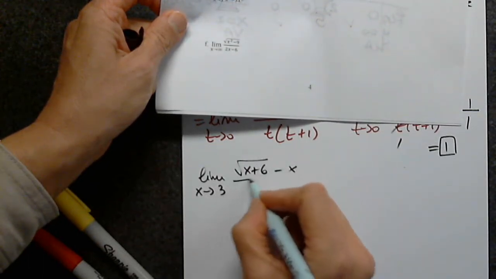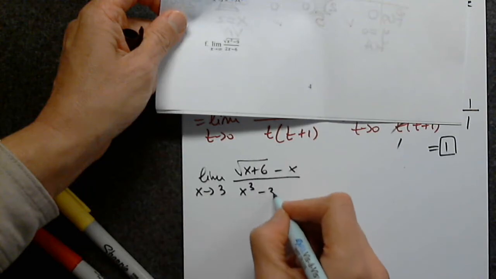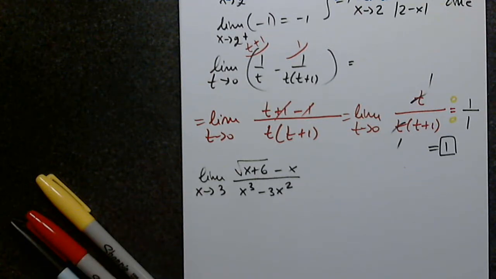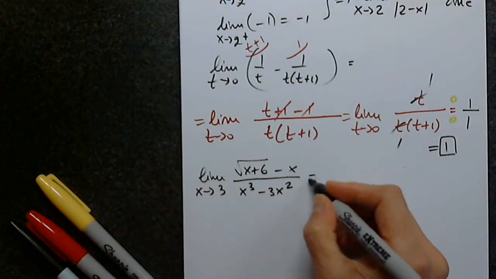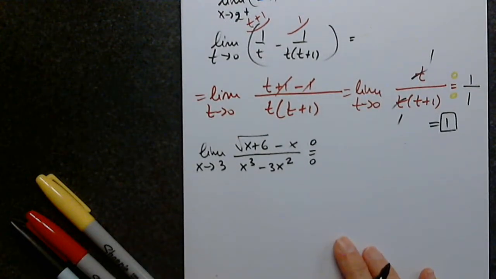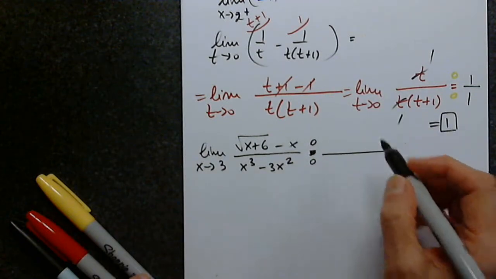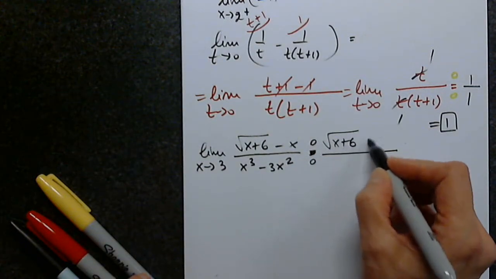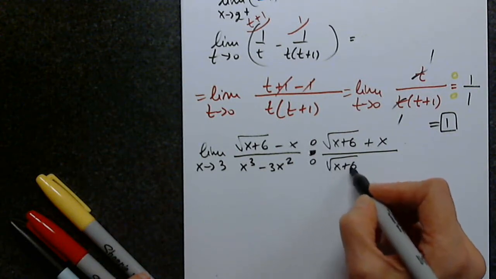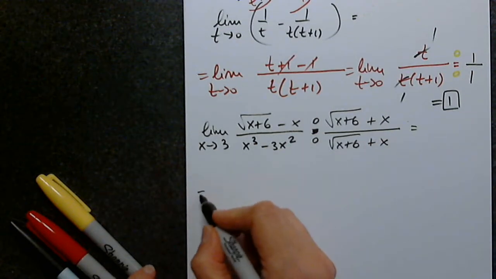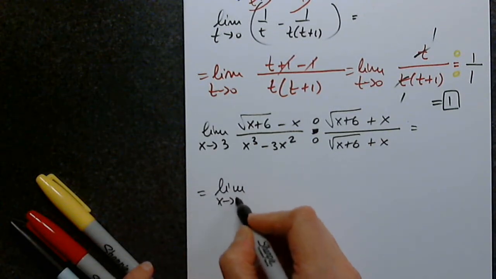plus 6 minus x divided by x cubed minus 3x squared. I'm given a limit. I'm asked to evaluate it. What do I do? You plug it in, you get 0 over 0. Yes, if I plug it in, I get indeed 0 over 0. Good. So multiply by the conjugate. Very good. I will multiply by the conjugate, and I'm lazy, so I'm going to put it in there. So it's the square root of x plus 6 plus x. We agree? Perfect.